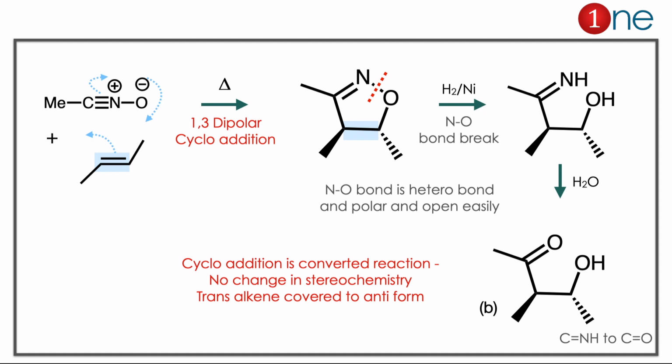So if you use a reducing agent, the NO bond breaks, and you have alcohol and imine there. Then you are using hydrolysis. So what really happens on hydrolysis? The imine becomes ketone there. The product is clearly B.